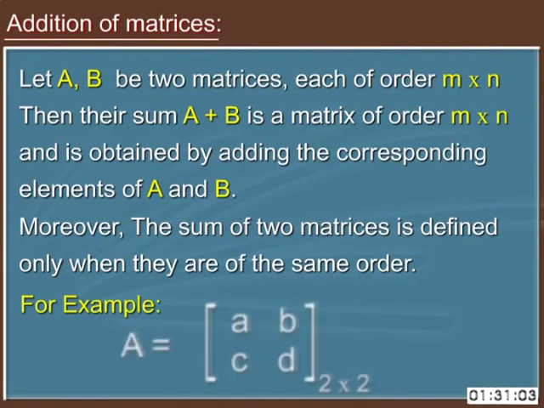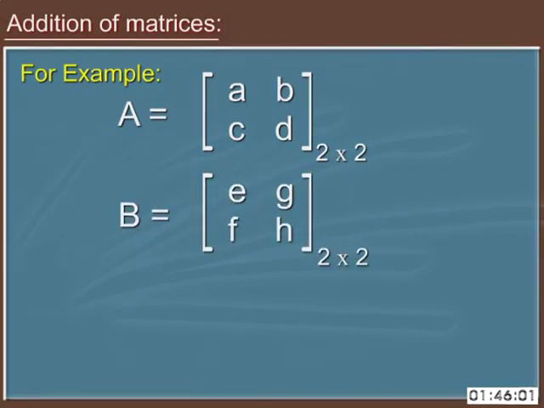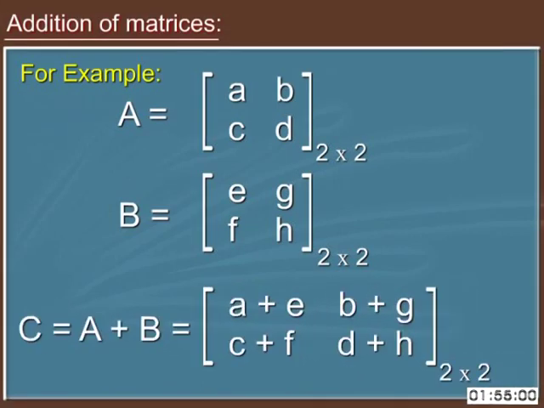For example, matrix A, which is a square matrix of order 2 having first two elements as a, b, second two elements as c and d. Matrix B is also a square matrix of order 2 having first two elements as e and g, second two elements as f and h. Then matrix C, which is the sum of matrix A and B, will be equal to A plus B, that will be equal to a square matrix of the same order 2 having first two elements as a plus e and b plus g, second two elements as c plus f and d plus h.